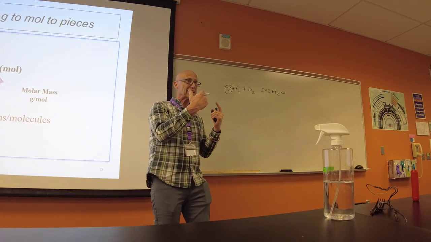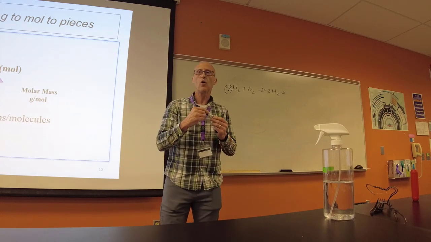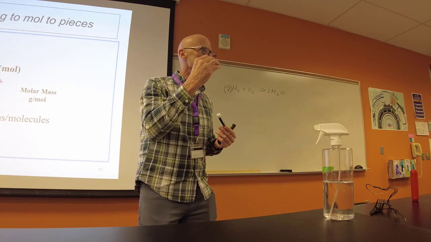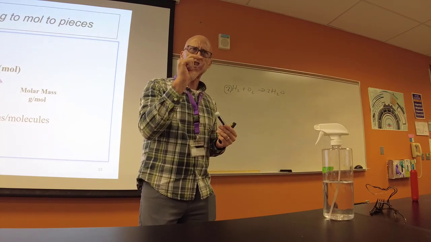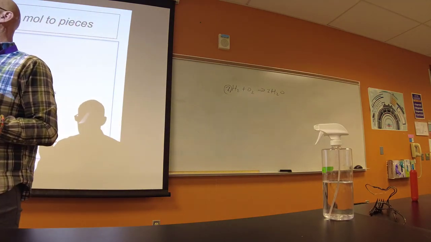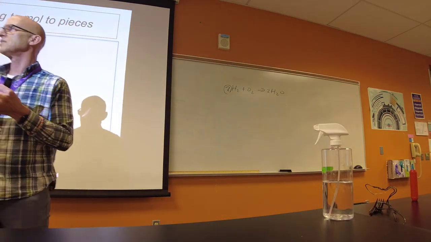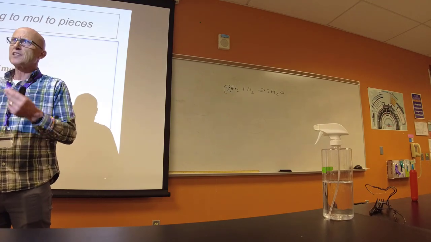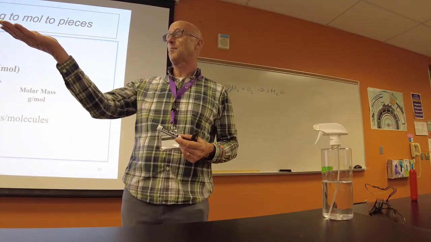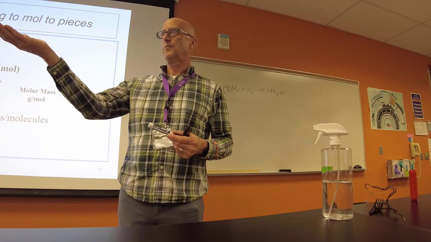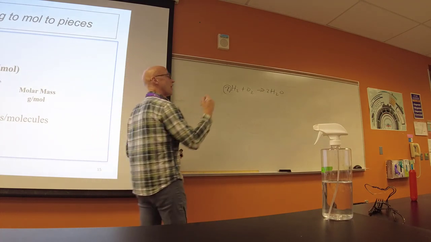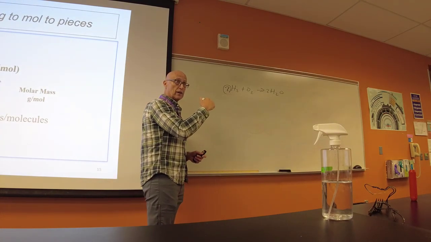But I can't count those. I can't say, oh, I'm going to pick out two hydrogens. Hydrogens are individually tiny. I would have to shrink myself billions and billions of times before I could literally see a hydrogen in my hand. So I can't see it. I have to count some other way, so I gather lots of them.